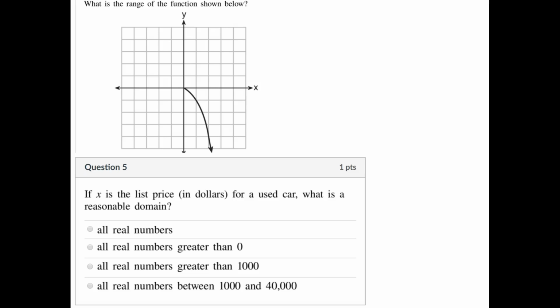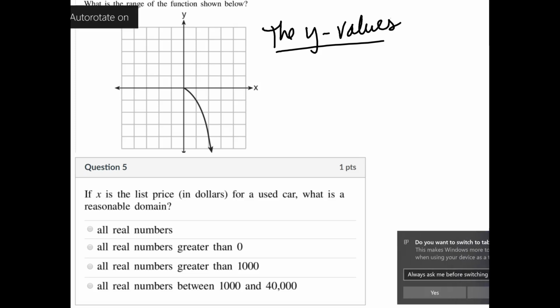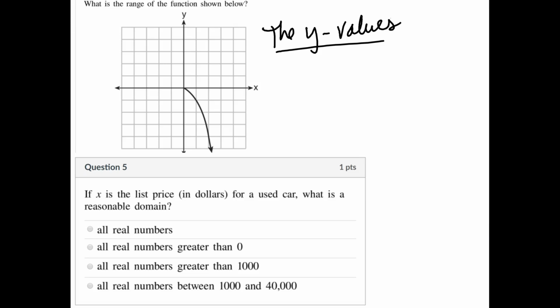All right, what is the range of the function shown below? Everybody has to do this for homework regardless. The range of the function is the y values. You are being asked, what are the y values of the function? How much of the y-axis does this graph take up? It starts from 0 and goes to infinity.